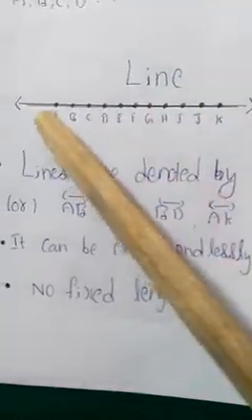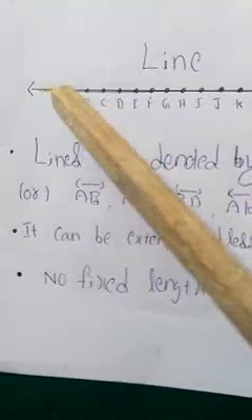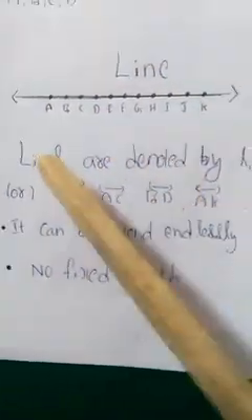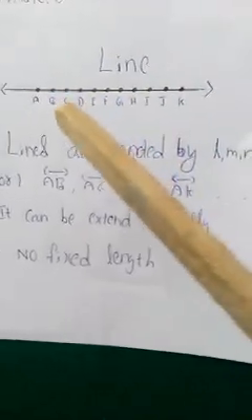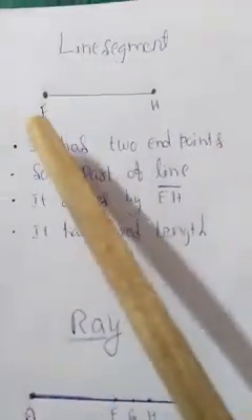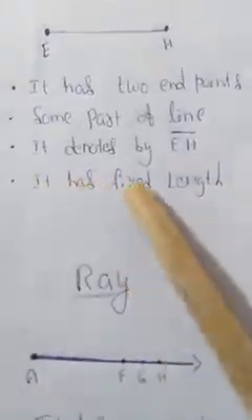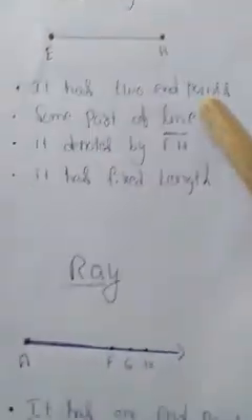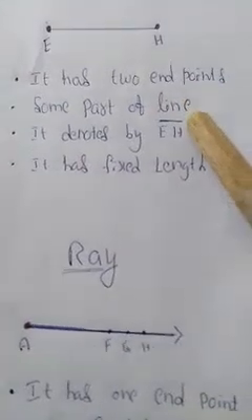No endpoints. You may ask, is there not A and K, sir? No. We can extend endlessly on either side. That means points will come on the left side and points will come on the right side also. So that's why it has no endpoints. But a line segment has endpoints. It has fixed length. It has 2 endpoints. It is some part of a line.